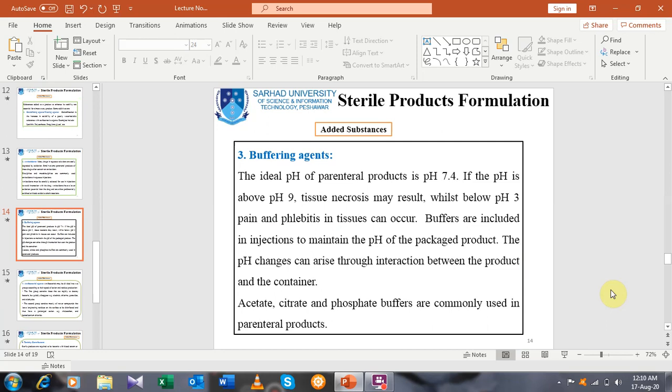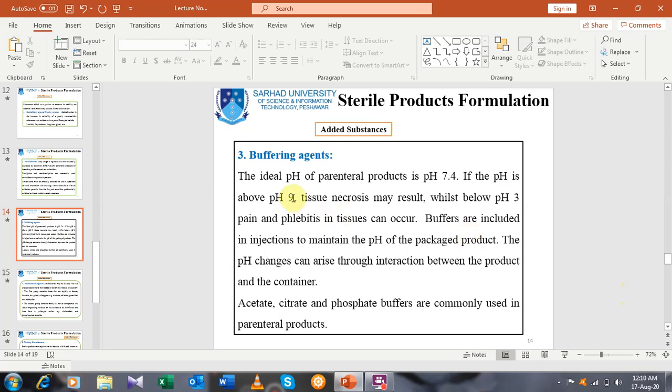Another additive is termed the buffering agent. As you know, buffers are substances which are added to resist changes in pH. The ideal pH of parenteral products is 7.4. If the pH is 9, tissue necrosis may result. It is necessary to maintain the ideal pH. If the pH is increased, tissue necrosis results, while if the pH is below 3, pain and phlebitis of tissues can occur.